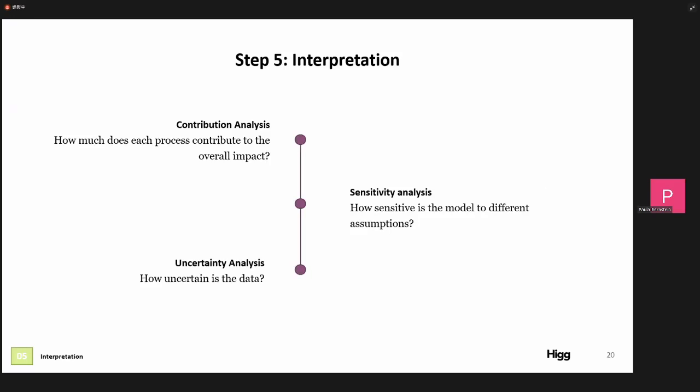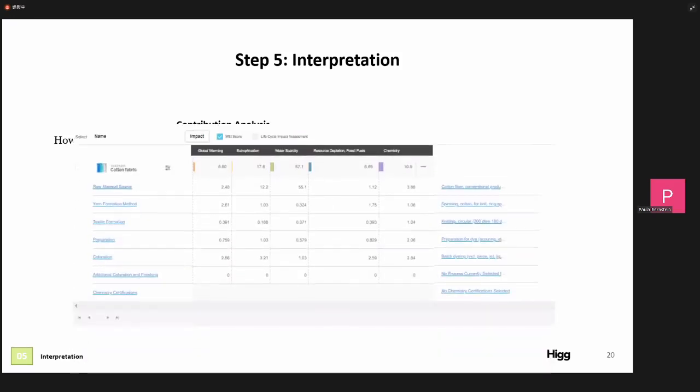So the last stage in any LCA is the interpretation stage. We can look at the contribution. So how much does each process contribute to the overall impact? Is the raw material driving the impact, or maybe the dyeing does, and that can help us decide where to focus our impacts. This is a screenshot of cotton in MSI. So we can see here that raw material, yarn formation, and coloration are the most impactful areas.